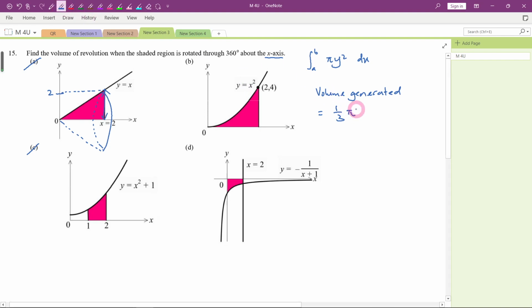1 over 3 pi r squared height. So what is the height? Height is from here until here, which is 2 units as well. Okay, so just press your calculator, you will get 8 over 3 pi. This is the volume generated, or volume of revolution. Let's say if you don't want to use this method, you want to use the integration method. Let's try.